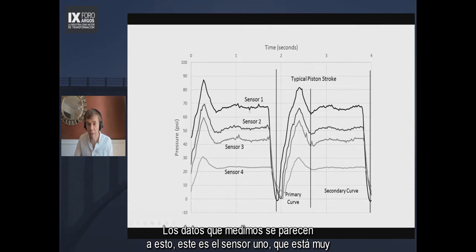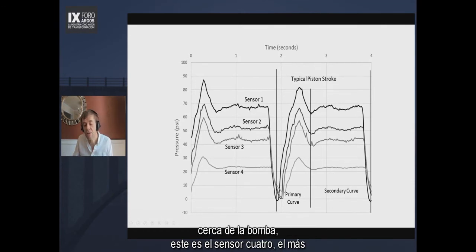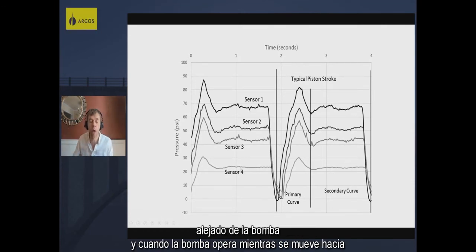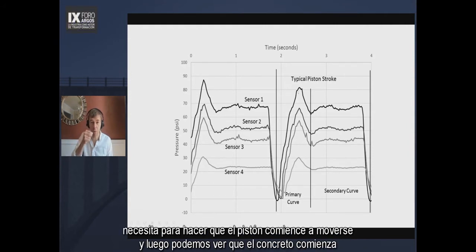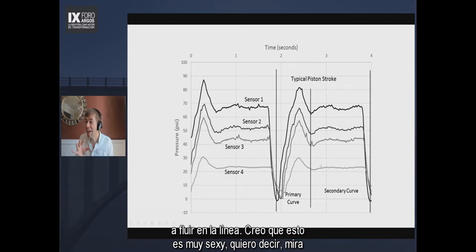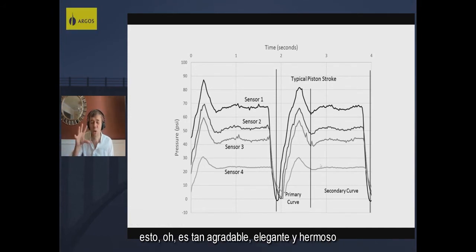This is sensor 1, that's very close to the pump. This is sensor 4, it's the furthest away from the pump. And as the pump fires, as it moves back and forth, we can actually see the pressure it takes to make the piston start to move, and then we can see the concrete start to flow in the line. I think this is very sexy. I mean, look at this. Ooh, it's so nice and elegant and beautiful.